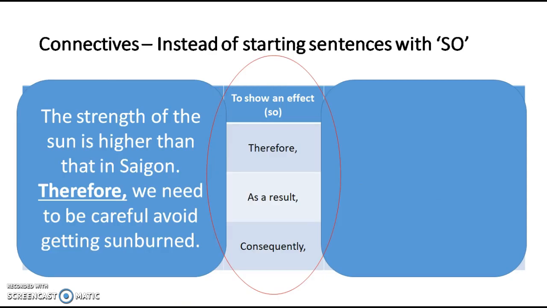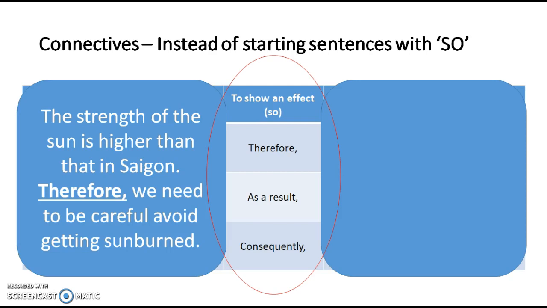We cannot use sentences with "so". But what we can do is: the strength of the sun is higher than that in Saigon. Therefore, comma, or as a result, and consequently, we need to be careful to avoid getting sunburned.